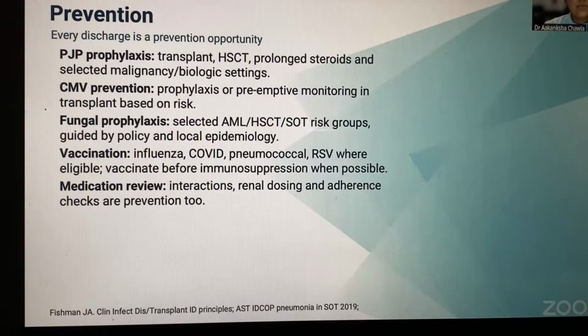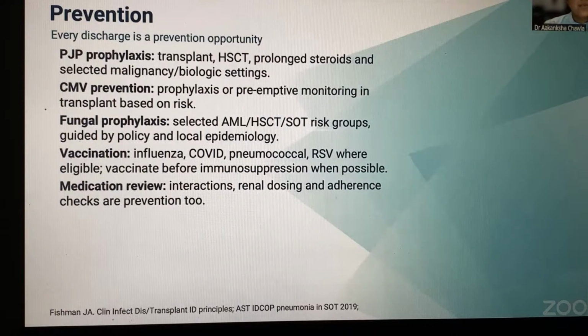Fungal prophylaxis for selected AML, HSCT, and solid organ transplant risk groups. Vaccination, you have to enforce vaccination for all patients. Annual influenza vaccine should be given to all patients. Pneumococcal and RSV where eligible. And you must vaccinate before the immunosuppression whenever it's possible.